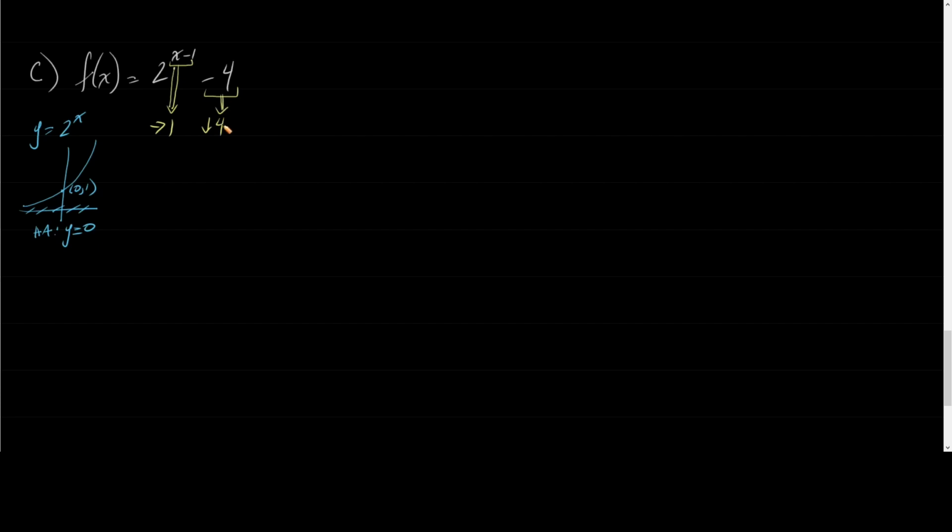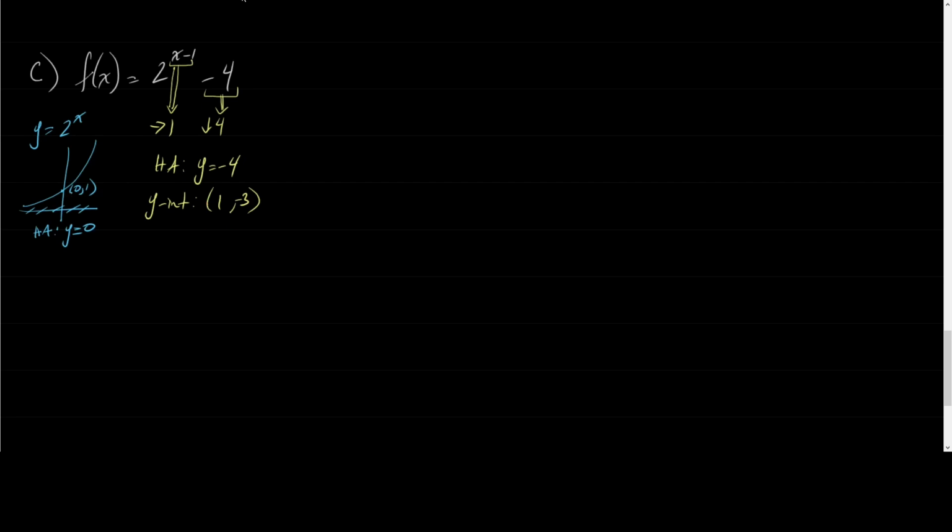So what does that mean? Since everything's being moved down by 4, that tells us that the horizontal asymptote is the line y equals negative 4, right? What else do we know? We know that the y-intercept is moving down by 4, so 1 minus 4 is negative 3. And then it's also moving to the right by 1, so 0 plus 1 is 1. So this point 0, 1 is now going to be at 1, negative 3.